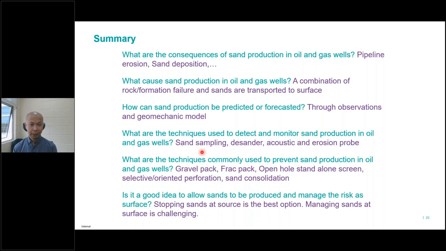Okay, and last but not least, we also discussed the options to manage the sand at the surface. Okay. My personal opinion is that stopping the sand at the source is always the best option, and managing sand at surface is always challenging. Okay, but sometimes, you know, it is just as it is. I mean, we have to do it anyway. I mean, in most cases, it is unplanned.